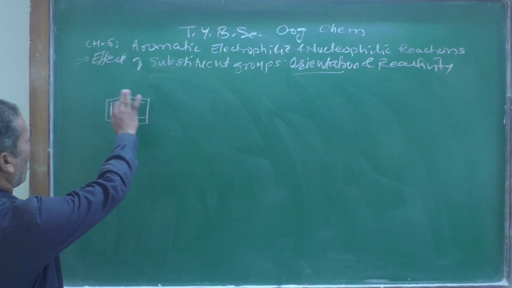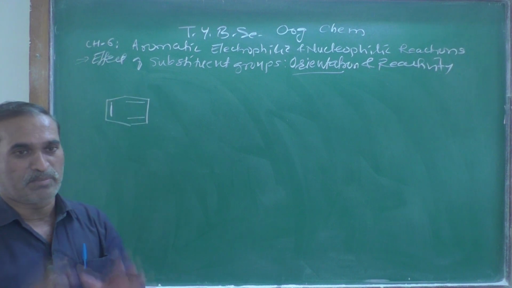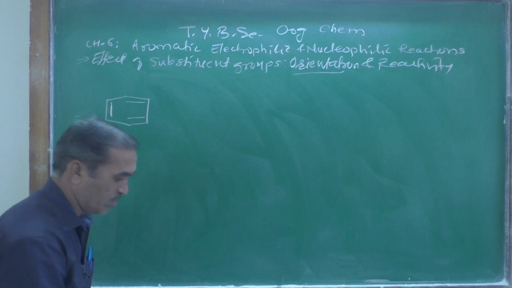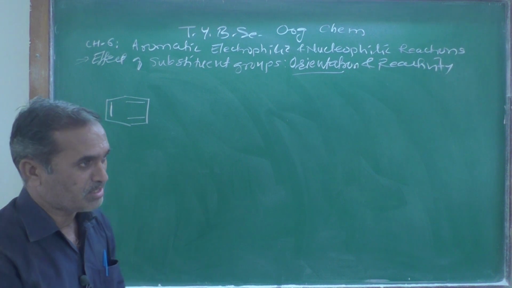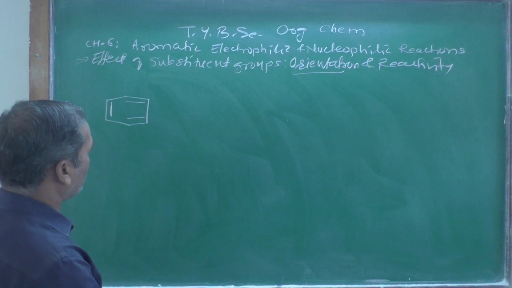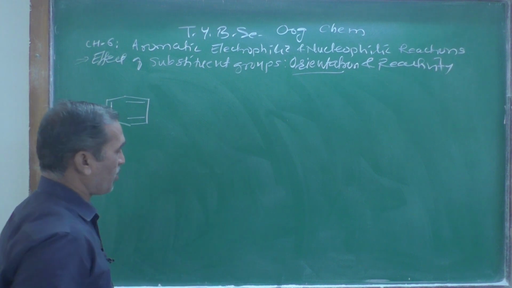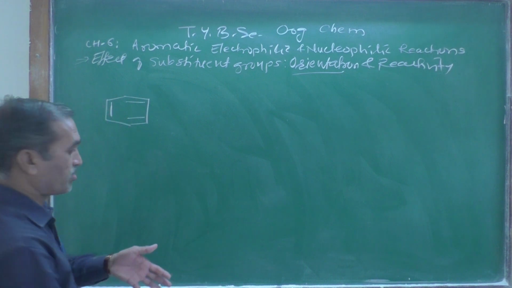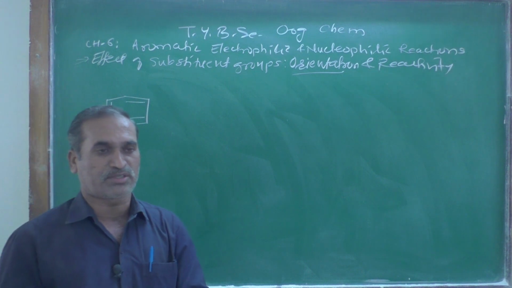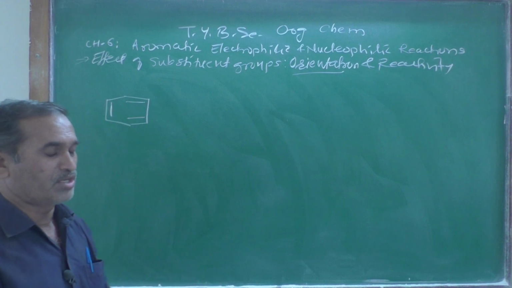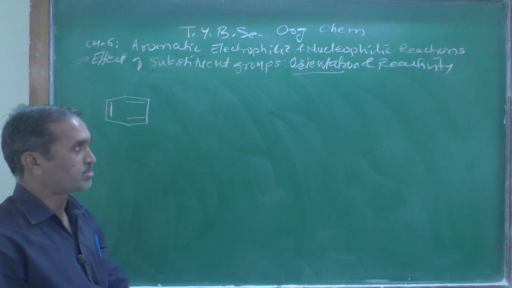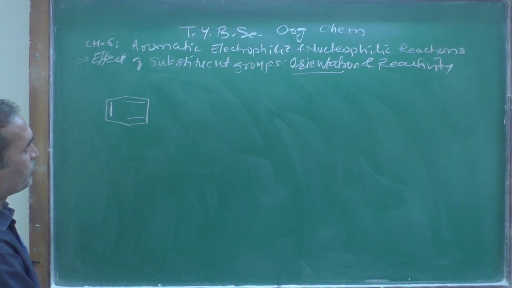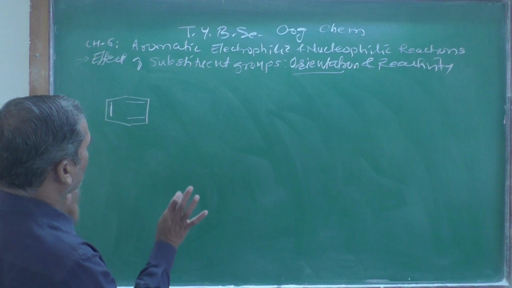Now all the 6 hydrogen atoms of benzene are identical, and therefore, as we know, they undergo electrophilic substitution reactions and produce products: nitration reaction, sulfonation reaction, halogenation reaction, Friedel-Crafts acylation reaction, Friedel-Crafts alkylation reaction, diazo coupling reaction. That is what we are learning in this chapter. Now, the effect of substituent groups. Now suppose a benzene is there.